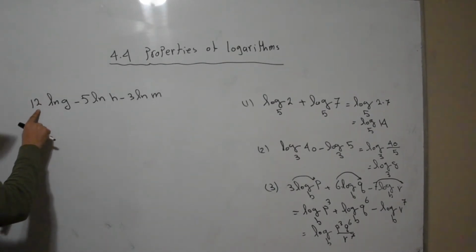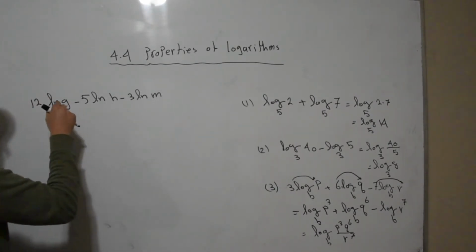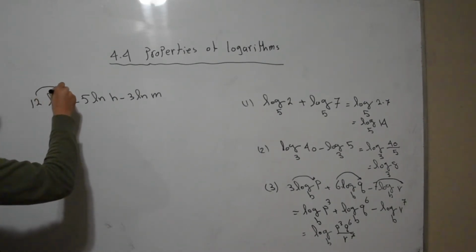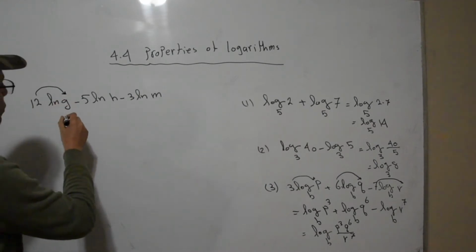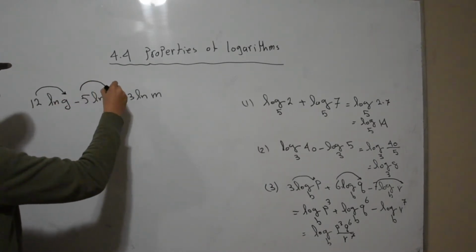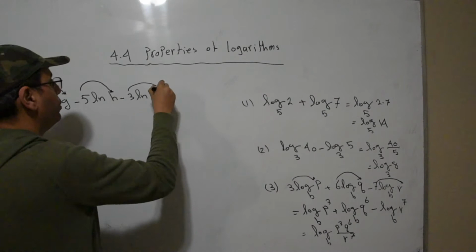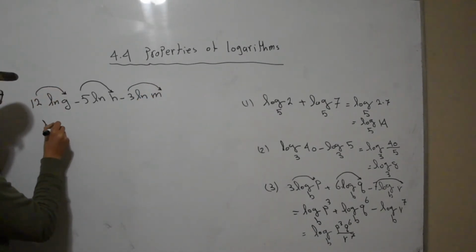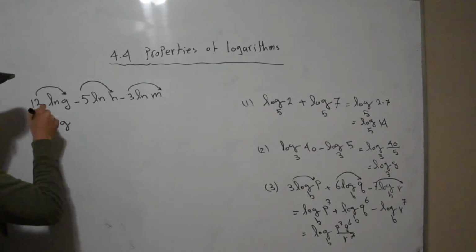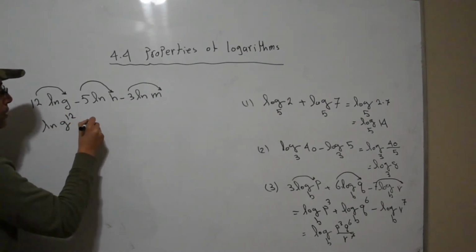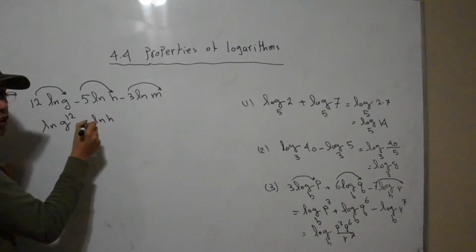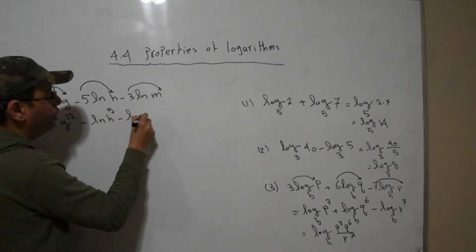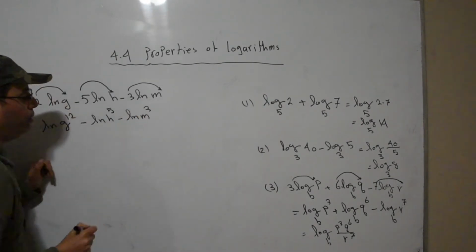However, is the coefficient 1? No. So now I have to remove the 12, it goes to the top or the power of g. The 5 goes to the power of h, and the 3 goes to the power of m. Let's do that. So here is the natural log of g to the 12th power, minus the natural log of h to the 5th power, minus the natural log of m to the 3rd power.